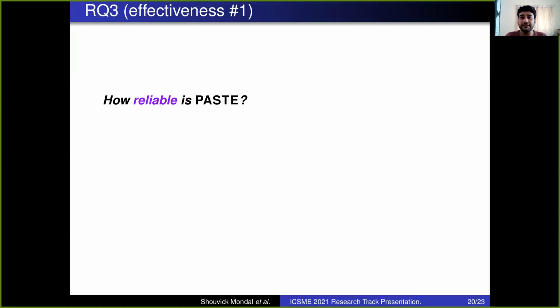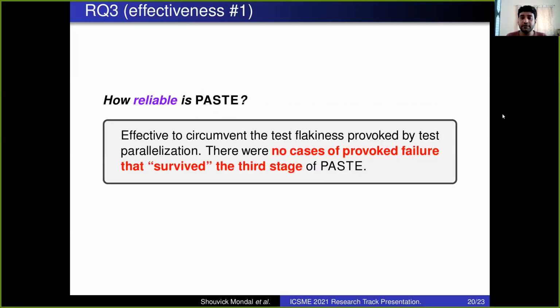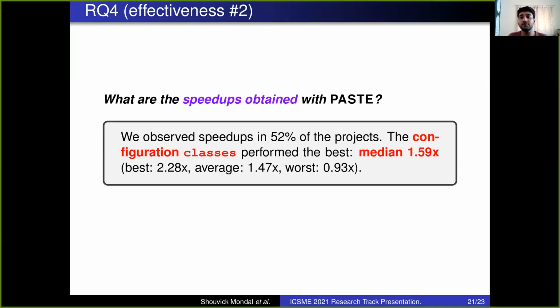How reliable is PASTE? This is from the effectiveness perspective. PASTE was effective enough to circumvent test flakiness provoked by parallelization, and we did not find any test cases failing at the end of the third stage. We observed speedups in 52% of the projects. For those 52% of the projects, the configuration classes performed best with a median speedup of 1.59x. The best went to 2.28x, the average was 1.47x, and there was a slowdown of 7%.